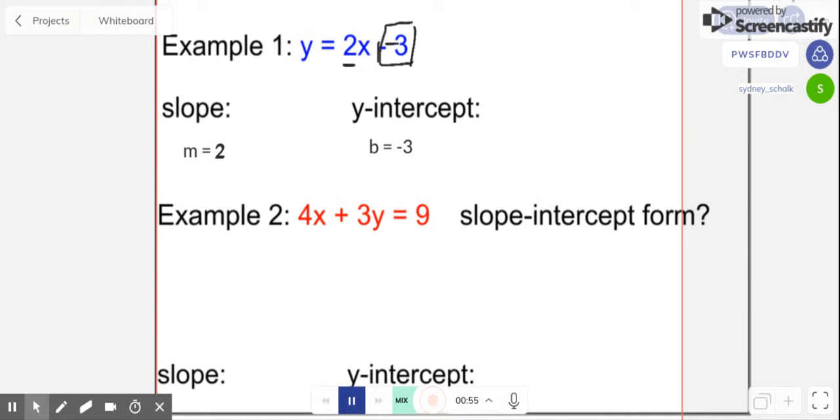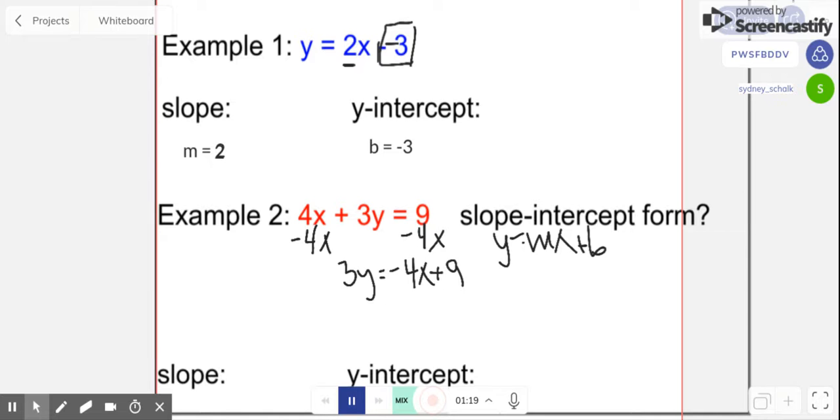Now looking at that second example, we have 4x plus 3y equals 9. Well, our slope-intercept form is y equals mx plus b. That is not in slope-intercept form. So we actually have to move things around before we can figure out what my slope and what my y-intercept is. Well, the very first step is to subtract out that 4x from both sides, and we're left with 3y equals negative 4x plus 9.